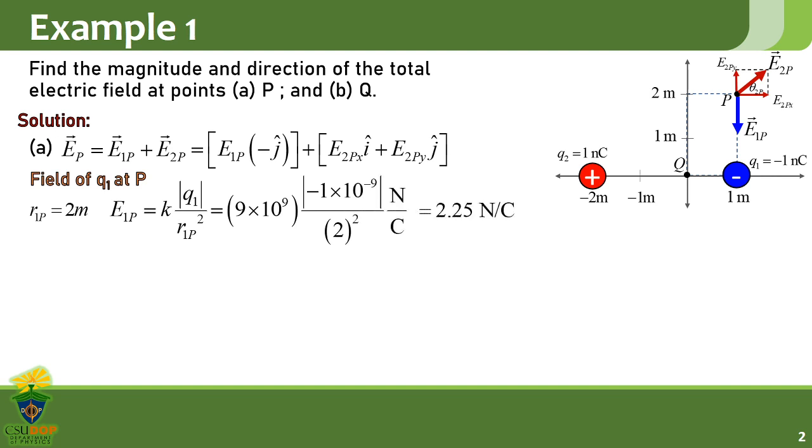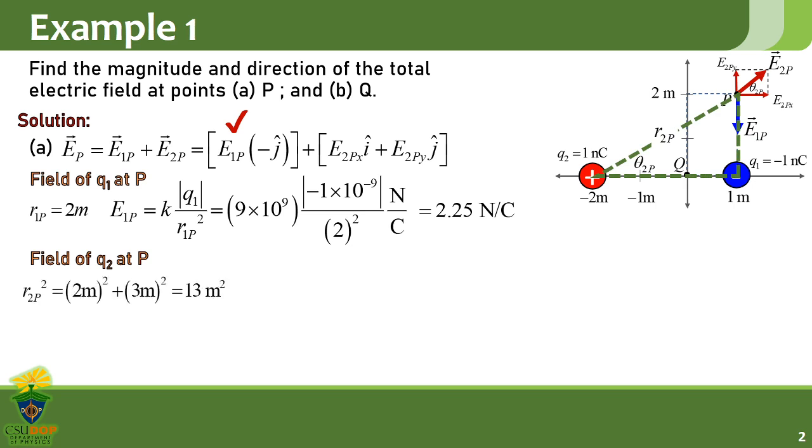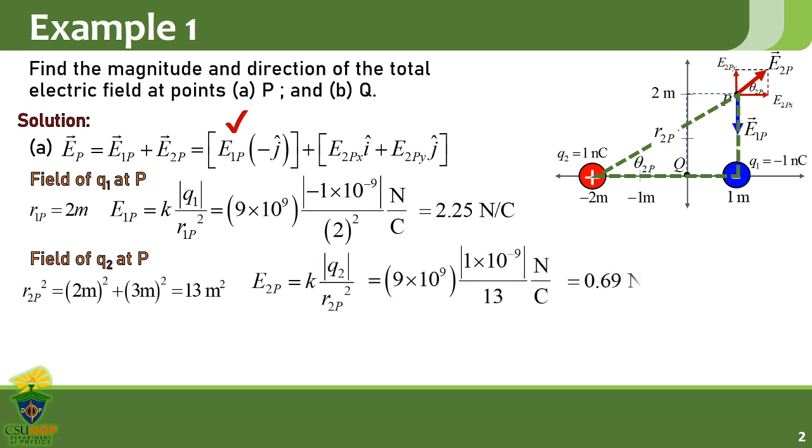We next solve for the electric field due to Q2 at point P. But first, we need the distance R2P and the direction theta 2P, which is represented by this right triangle. We solve for R2P squared first using the Pythagorean theorem to get 13 square meters. We then use this value to solve for the magnitude of E2P and get a value of 0.69 newtons per coulomb. Let's go back to the right triangle in the figure.